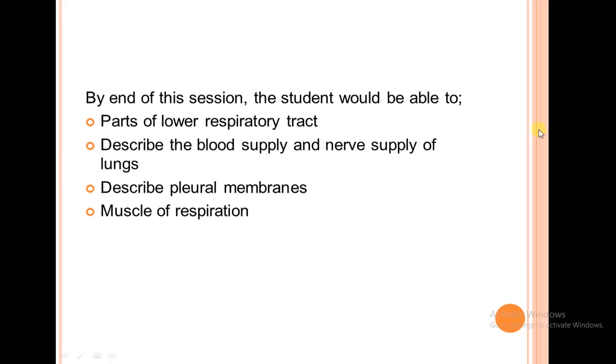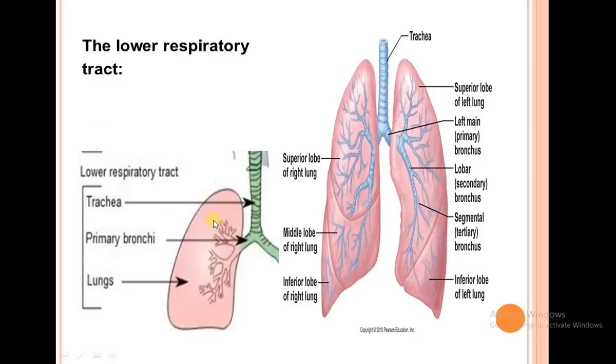Today we are going to cover the second part of the physiological anatomy of the respiratory tract, and in this session we are going to learn about the parts of the lower respiratory tract. We will learn about the blood supply and the nerve supply of the lungs, and we will learn about the pleural membranes and the muscles of respiration. So we will begin with the parts of the lower respiratory tract.